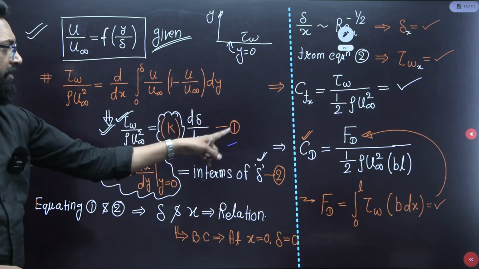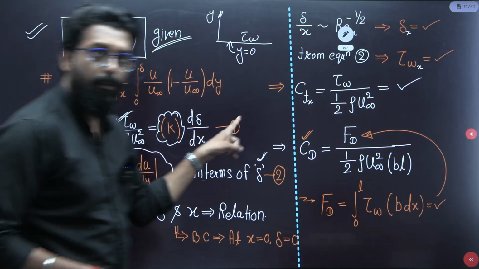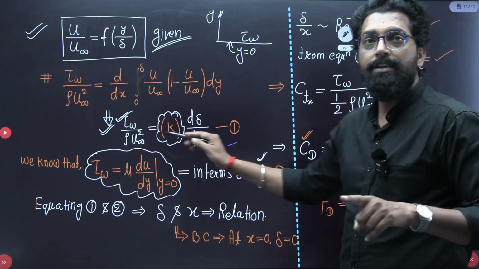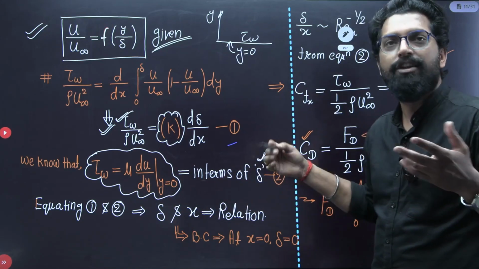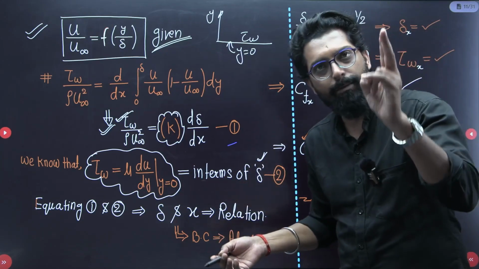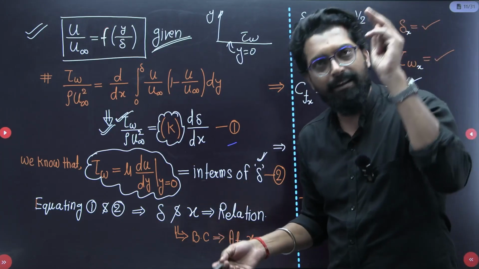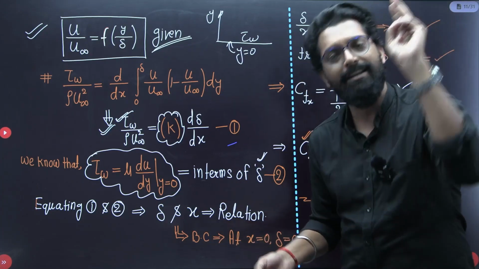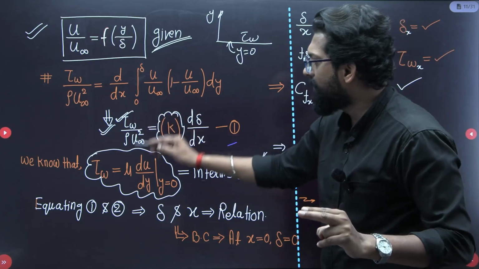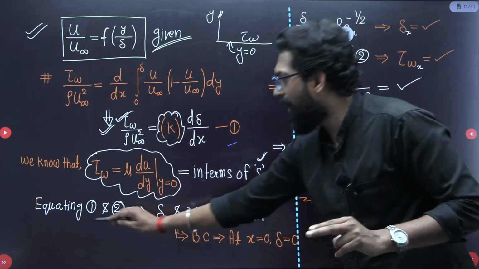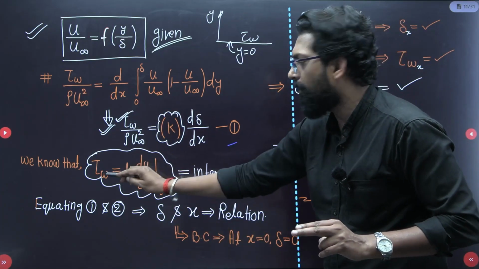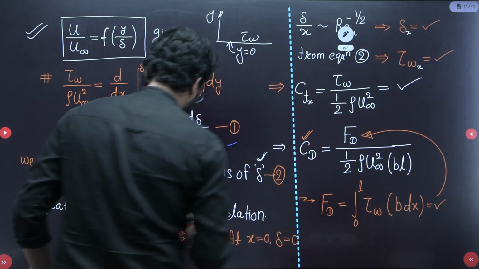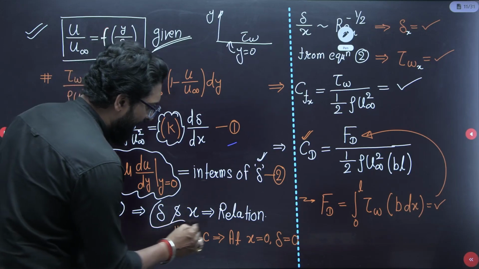Now, the first equation of the wall shear stress is due to the momentum integral equation, and the second equation is due to Newton's law of viscosity. So first we apply the momentum integral equation to find the wall shear stress, then we apply Newton's law of viscosity and find the wall shear stress. So two wall shear stress expressions are there. Now you equate them. After equating, you get an equation in the form of delta and x.